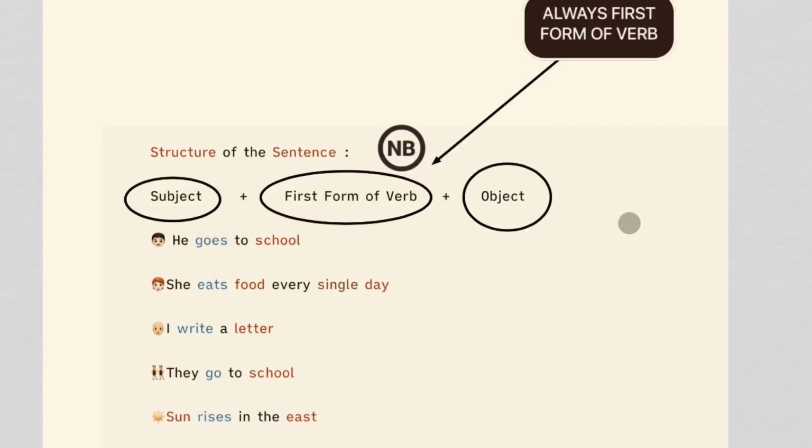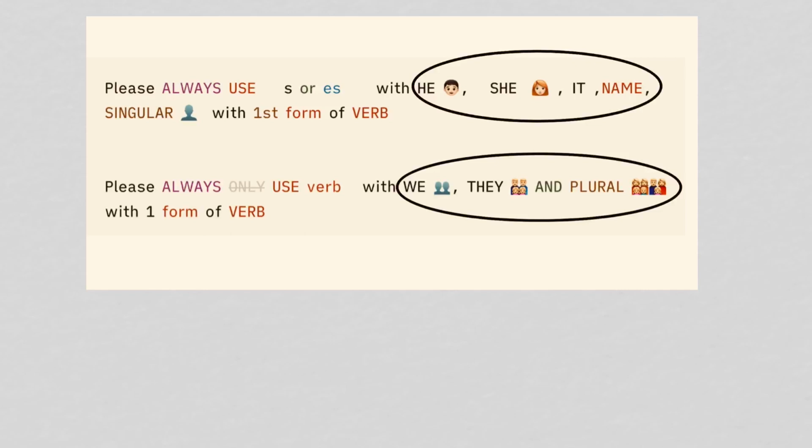Then one important thing with this one, before I explain all the examples, I want you to have a look at this other part. With he, she, it, name of any person, place, or thing, or with a singular, one person, you're always going to use the first form of the verb with s or es. S or es with he, she, it, name or singular with the first form of the verb.